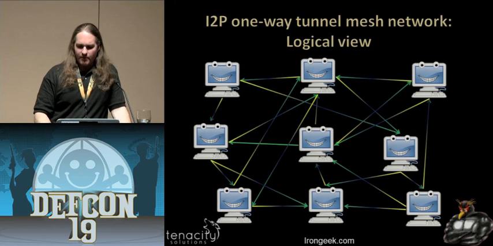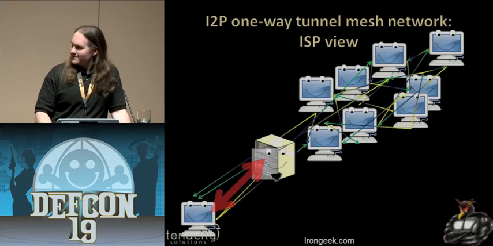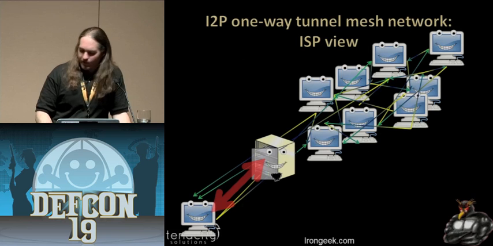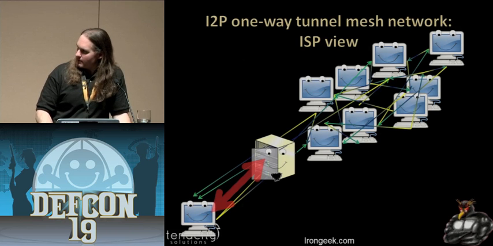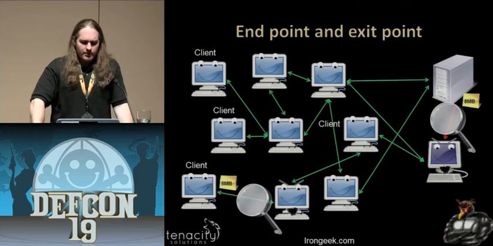this is an example of a one-way mesh network. Your ISP's view of it might be something more like this. Once it gets out of your connection, they may not know who else is talking to it, but they can watch all the traffic going to and from you and may still be able to do some kind of correlation from that. But let's go back to an earlier example.